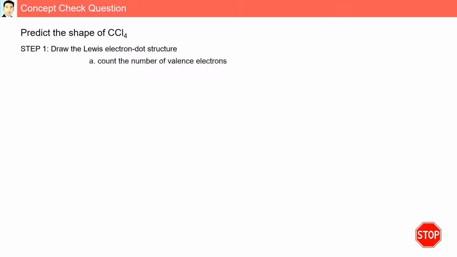Here, first we need to count the number of valence electrons. Carbon has 4. There's 1 atom of carbon, so we have a total of 4 electrons for carbon. Chlorine has 7 valence electrons. There are 4 chlorine atoms, which gives us 28 electrons for a net total of 32 electrons.